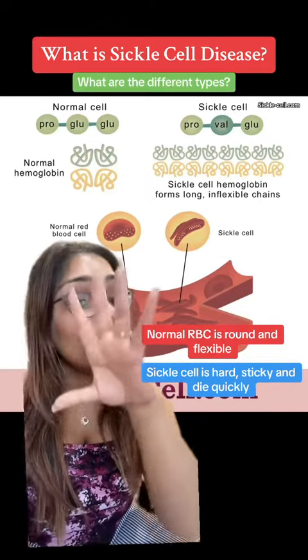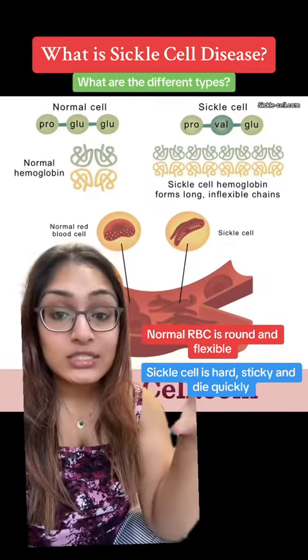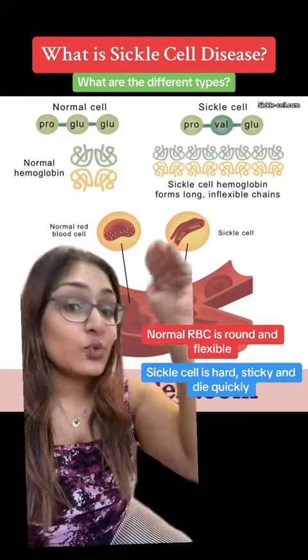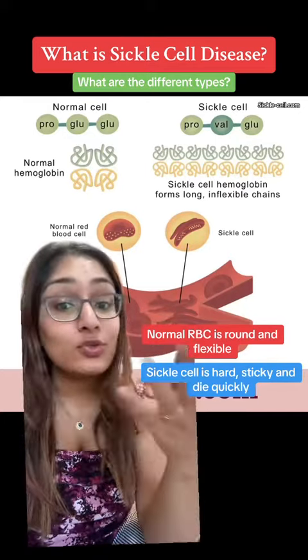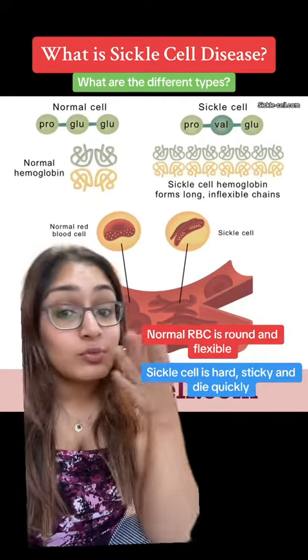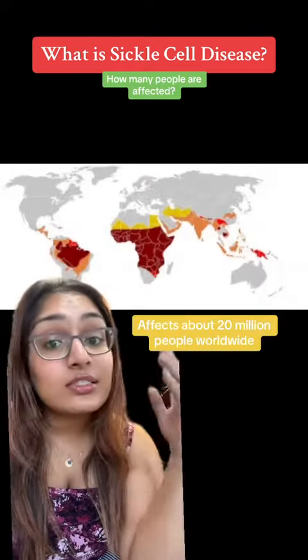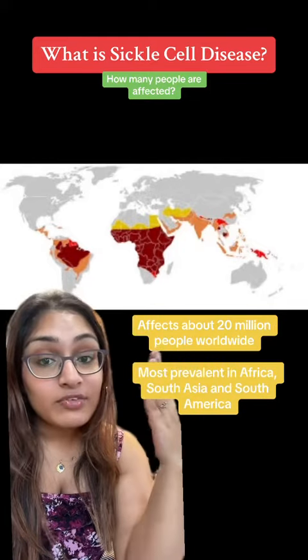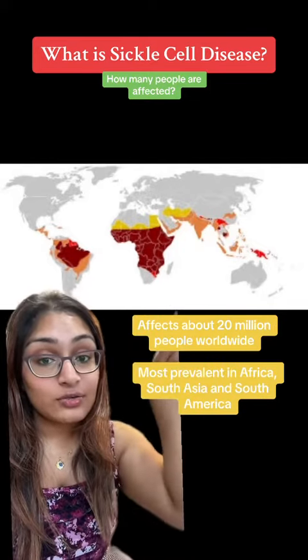Now, there's a lot of different types of sickle cell disease, and the severity can vary depending on exactly what you inherited from your parents. So you could have it mild and someone else could have it much more severe than you. Sickle cell disease does affect about 20 million people worldwide, and it's more prevalent in Africa, South Asia, as well as South America.